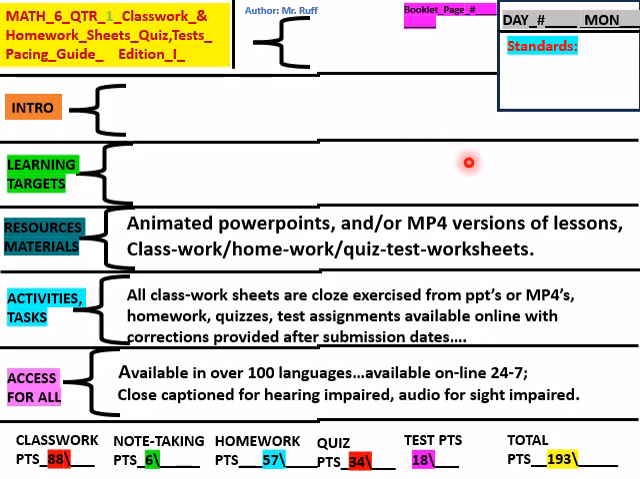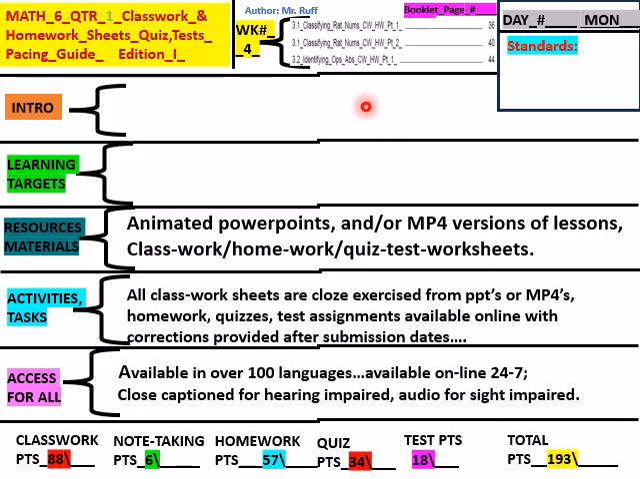And here we are here in week 4. Week 4 of Math 6 quarter 1. In week 4 we do 3.1 classifying rational numbers, classwork homework part 1. And then we do 3.1, classifying rational numbers, classwork homework part 2. And then 3.2, identifying opposites and absolutes, classwork homework part 1.